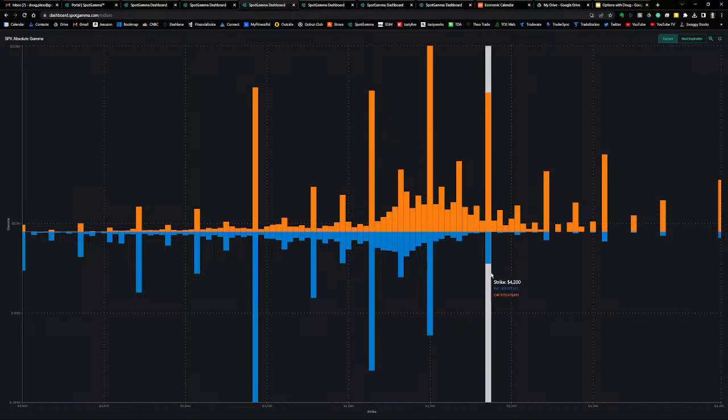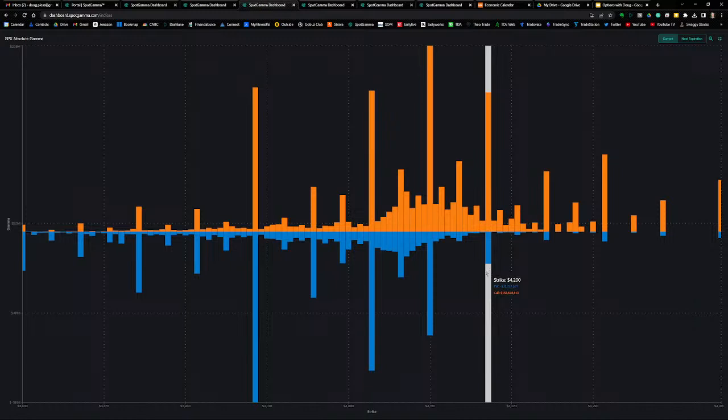And then here's the 4,200 call wall, the strike with the largest net positive gamma. And that can be expected to act as resistance. And again, for SPX, the volatility trigger is at 4110, and that is SpotGamma's proprietary gamma flip level.